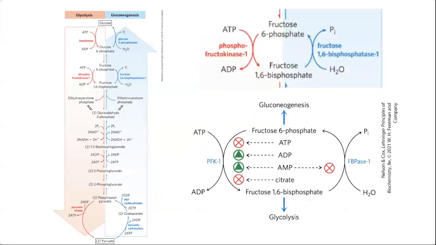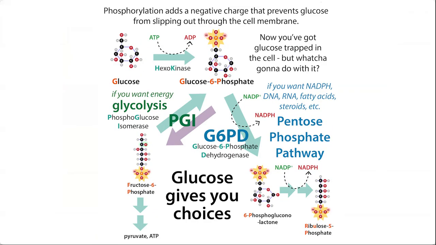Let's move on. Our next step that we need to regulate is this big one, fructose 6-phosphate to fructose 1,6-bisphosphate. So remember, in glycolysis, that's carried out by phosphofructokinase 1. And then to go the reverse way, we're going to use fructose 1,6-bisphosphatase 1. And these are going to be highly regulated and reciprocally regulated. So why are they so highly regulated? Because, as I mentioned, this was the committed step of glycolysis.